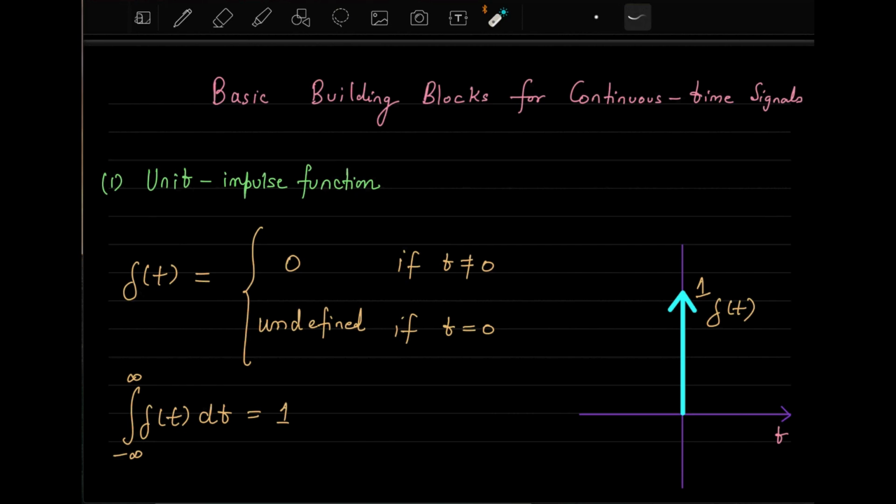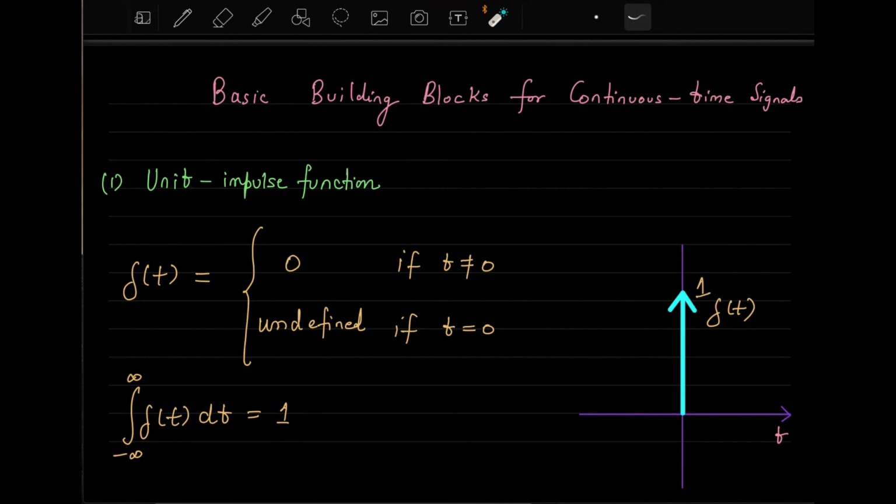So how is it defined? It's defined by delta t, and this delta t is defined in the following format. If time t is not equal to 0, the value is 0, and if time t is equal to 0, then it is undefined here. That is important: delta t is undefined if time t is equal to 0, but at time t not equal to 0, its value is 0. And the other thing involved along with this delta t is that if you integrate this function from minus infinity to infinity, your value will come out to be 1.